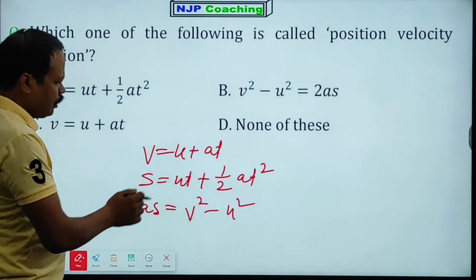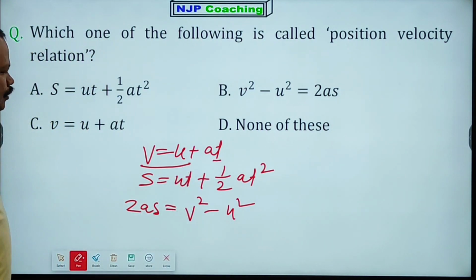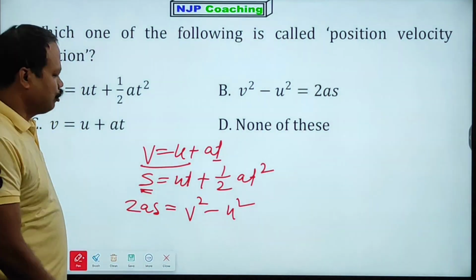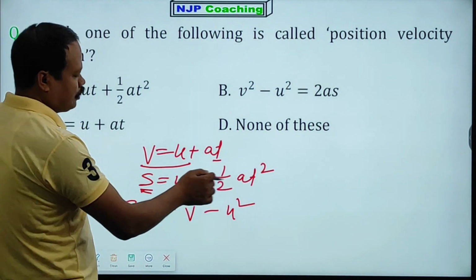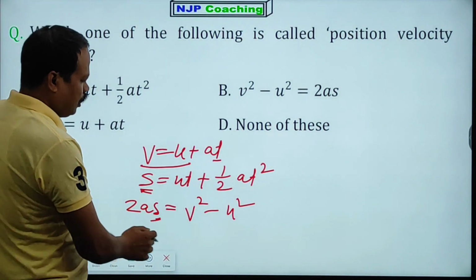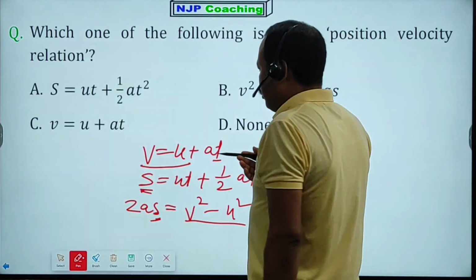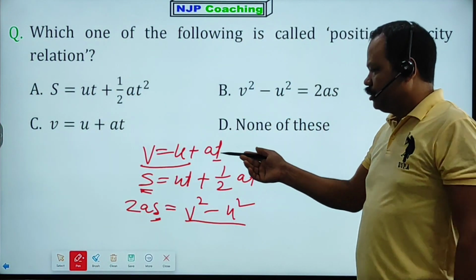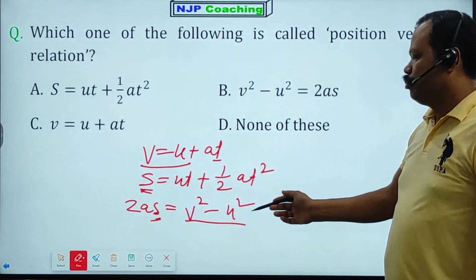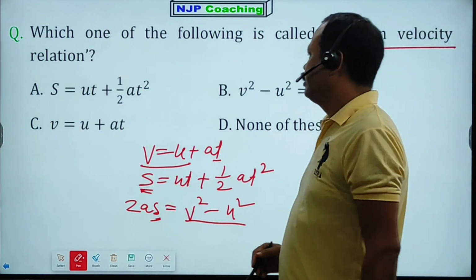The simple way to remember: the first has velocity and time, so it is velocity time. In the second, distance is mentioned, so it is position time. The final velocity is not there in the second. In the third one, position is there and two velocities, so it is known as the position velocity relation. Velocity time relation, position time relation, and the third one is the position velocity relation. So it is asked position velocity.